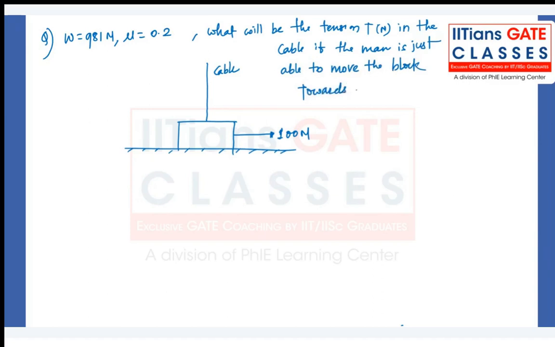Okay, I'll repeat the question. Listen carefully. So we have a block weighing 981 Newton resting on a surface. The coefficient of friction between the block and the horizontal surface is 0.2. We have attached a vertical cable, which is providing a partial support as shown in the figure. And a man is pulling the block horizontally with a force of 100 Newton as shown in this figure. What will be the tension in Newton in the cable if the man is just able to move the block towards right? Is this question clear to you all?